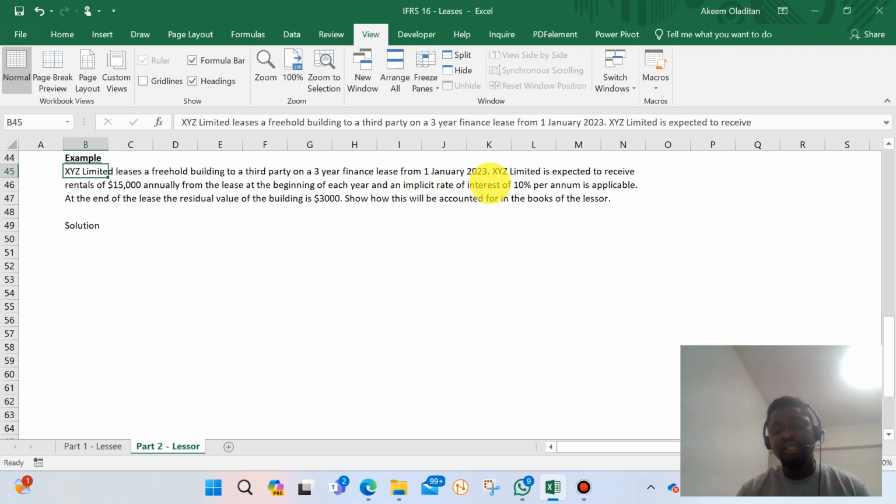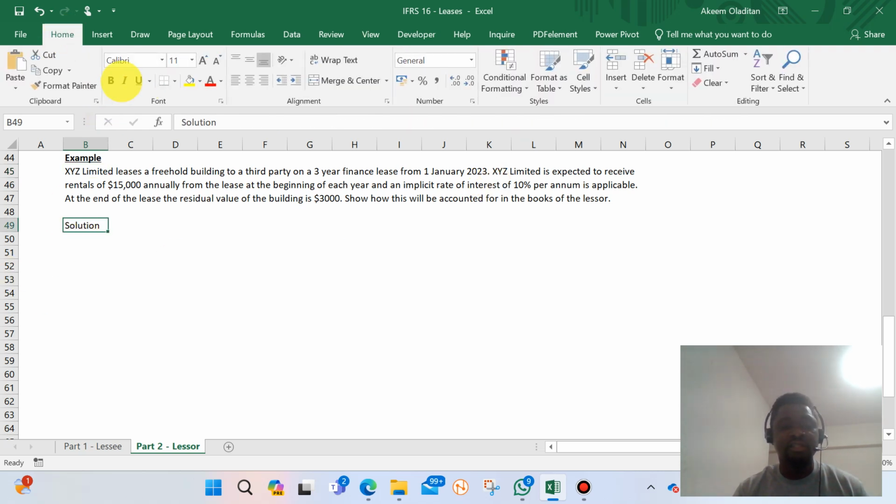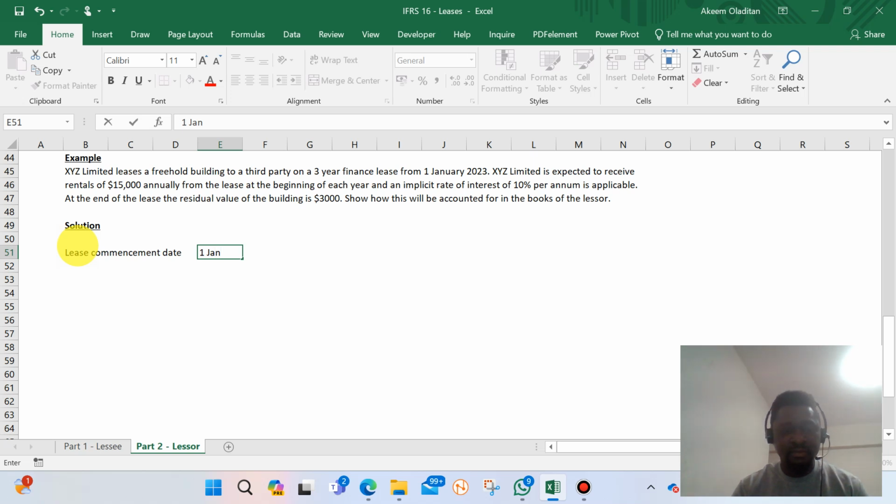So it means the lease commencement date, like I used to mention, that date is really important in accounting, so we need to take note of that. So lease commencement date is what? 1 January 2023. So tenure of lease is 3 years.